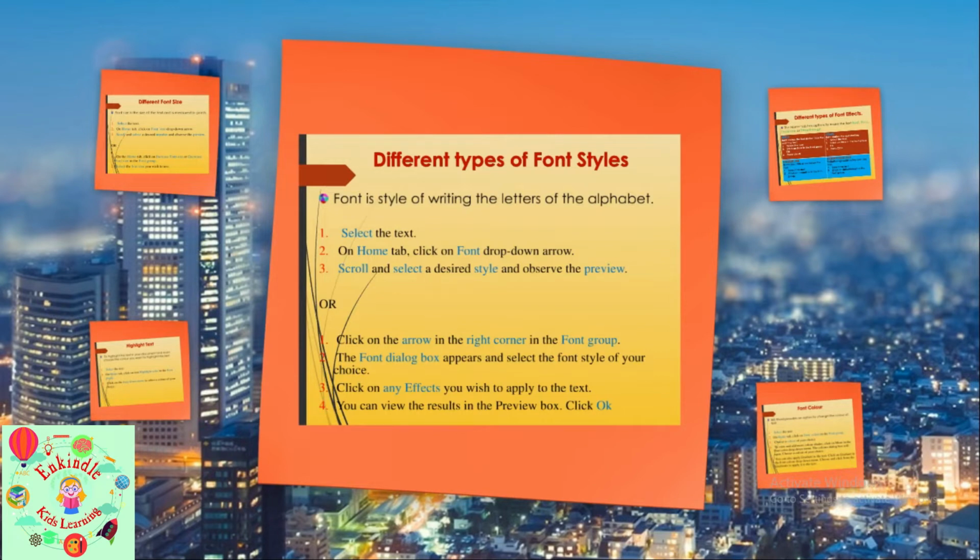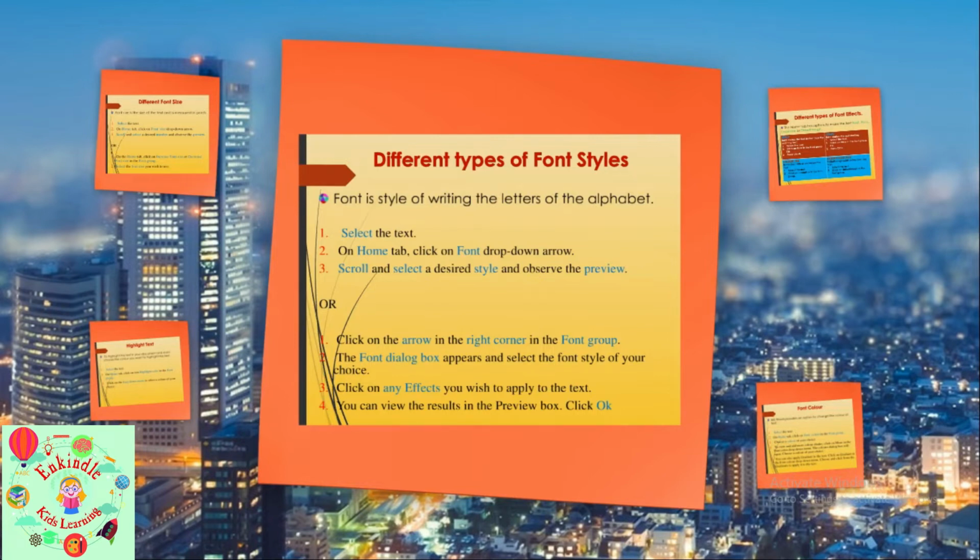To select the font styles, you will have to first select the text. On the Home tab, click on the font drop-down arrow. Scroll the mouse on different fonts and observe the preview in the selected text. There is one more way how you can change the different font styles. That is, first click on the arrow in the right corner in the font group. The font dialog box appears and select the font style of your choice. Click on any effects you wish to apply to the text. You can view the results in the preview box. If you like the effect applied, click on OK.